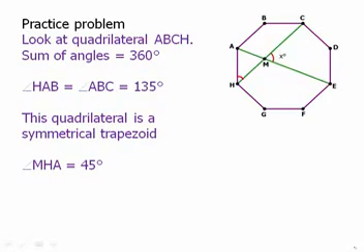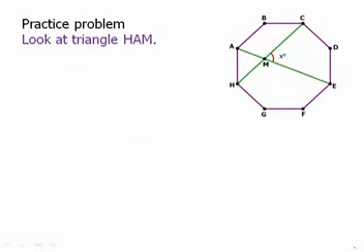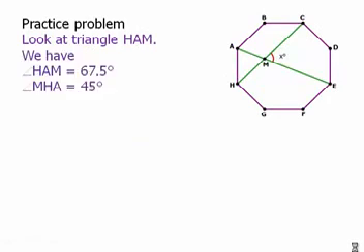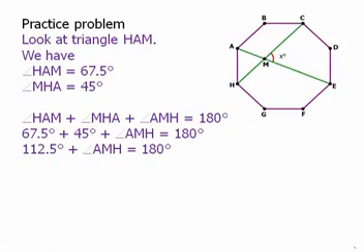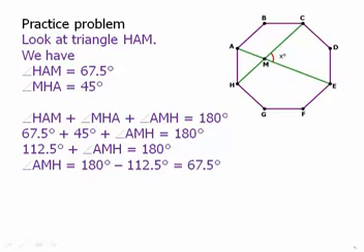Well, now we're in good shape, because look at that triangle HAM. We know two of the angles in that. We have this angle and we have this angle. So we know that the sum of the three angles in that triangle is 180 degrees. We add things up. We subtract 180 minus 112.5, and we get 67.5. So it turns out that, in fact, that is a little isosceles triangle, believe it or not, because two of the angles are equal.